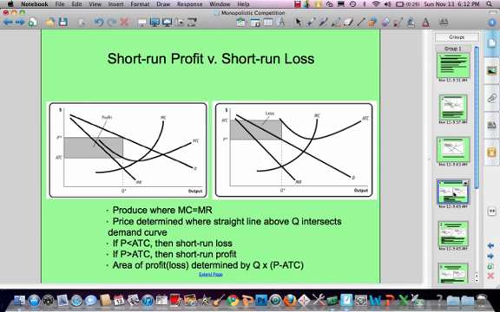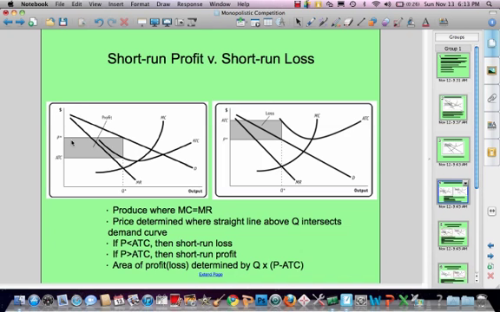So let's think about short-run profit versus short-run loss side-by-side comparison. So in both cases produce where marginal cost equals marginal revenue, because that's a profit maximizing point. Price is determined where the straight line above Q intersects the demand curve. If price is less than average total cost, then you run a short-term loss. If price is greater than average total cost, then you run a short-run profit.